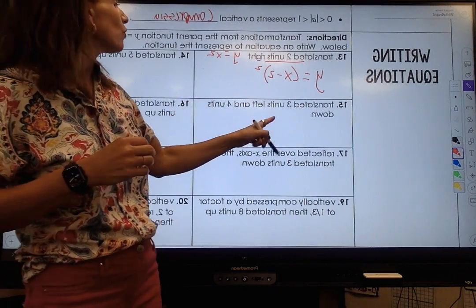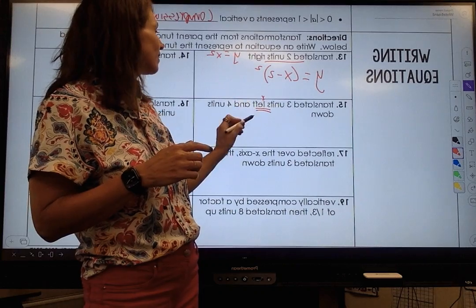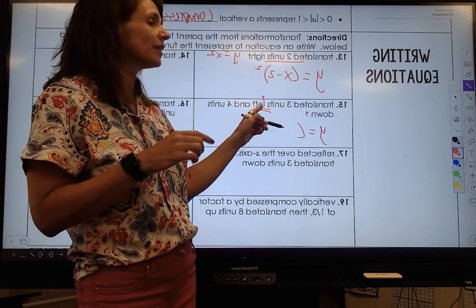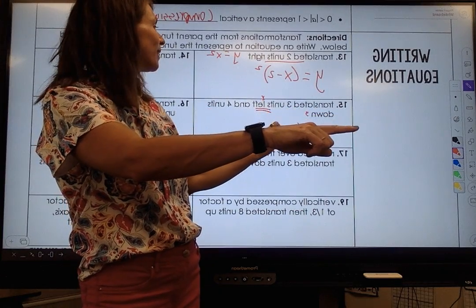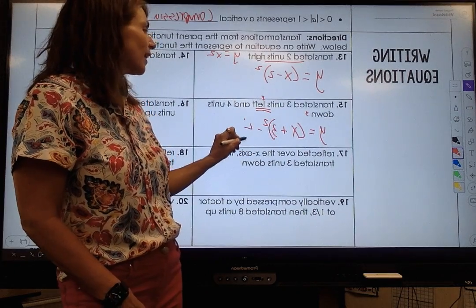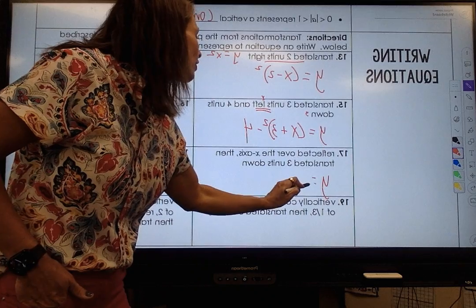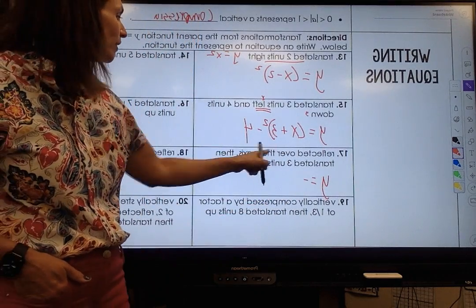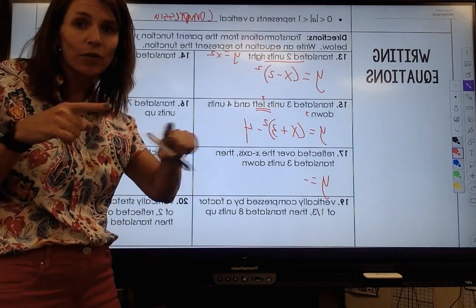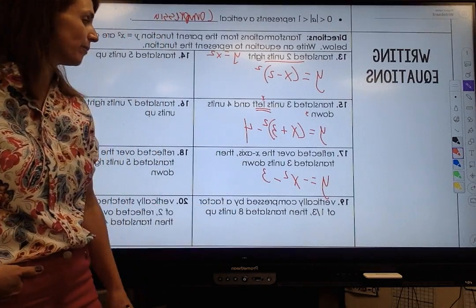Number 15, translated 3 units to the left. So left and right means x-axis, and 4 units down, that's your y-axis. So y equals, to the left is negative, so it's going to be x plus 3 squared, and 4 units down, minus 4. Look at number 17. Oh, we have a reflection. So it's negative, reflected over the x, then translated 3 units down. So nothing's happening on the horizontal shift. So I have x squared, but it's 3 units down.